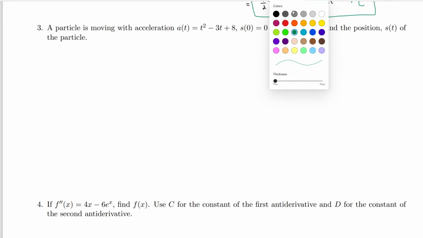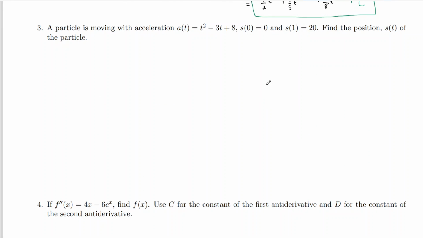Right, the next problem is going to show us that we can actually go back 2 steps. So in the previous ones, we just wanted to find the antiderivative, but when you read this one, hopefully you realize you're going to have to do that twice. So it says a particle is moving with acceleration a of t equals t squared minus 3t plus 8. And we haven't seen something like this, so I'm just going to highlight it. We have s of 0 equals 0 and s of 1 equals 20. And we want to find the position s of t of the particle.